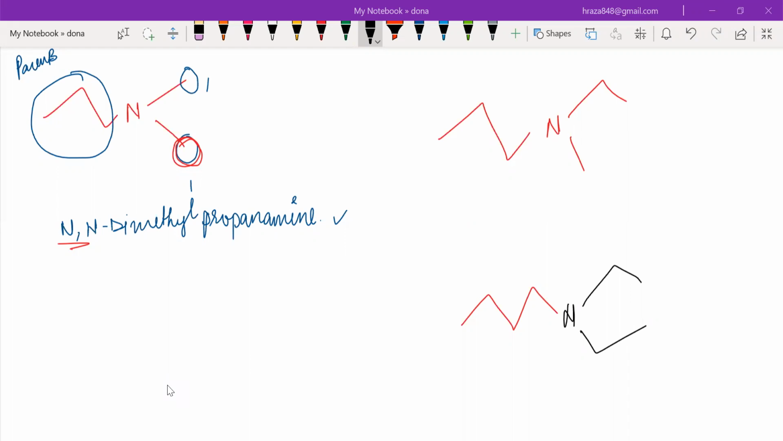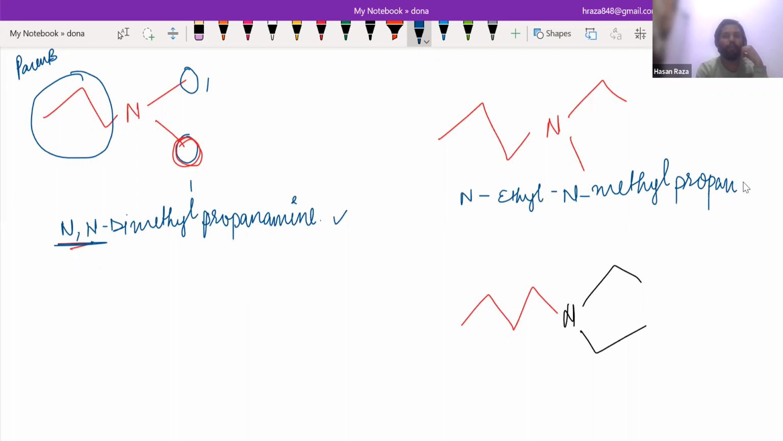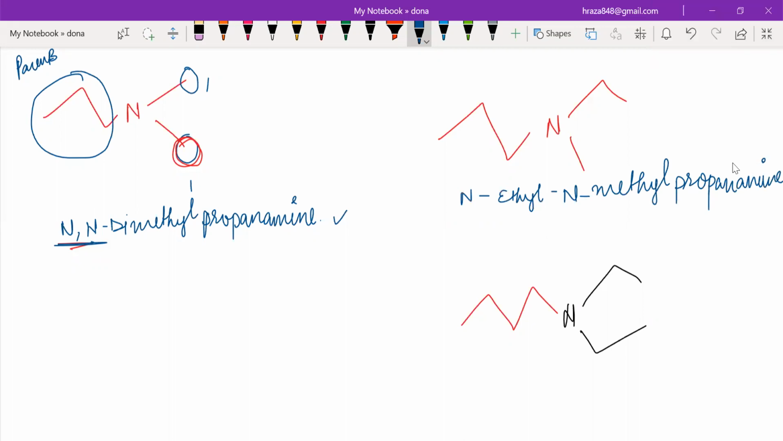So is the first one N,N-methyl ethyl? No. See, follow the basic rules. I used both together, N,N-dimethyl. If you have different substituents, you have to write them separately. Like you have to write N-ethyl first, because it comes first in alphabetical order, and then N-methyl. Are you getting my point? Yes, sir. Propanamine. You cannot use them together if the substituents are different, right? Okay. Yeah.